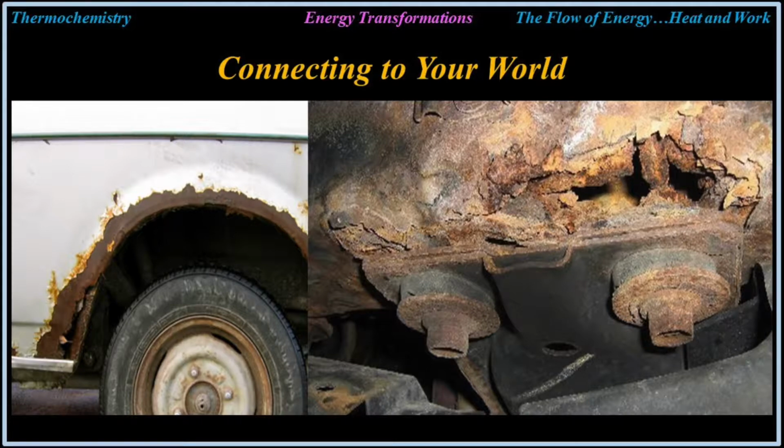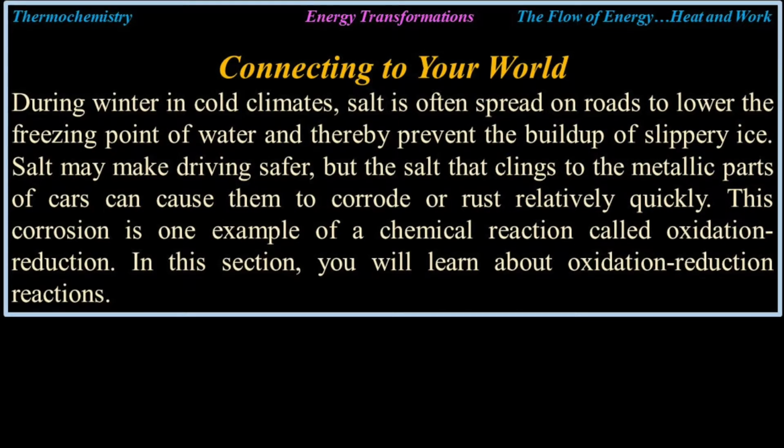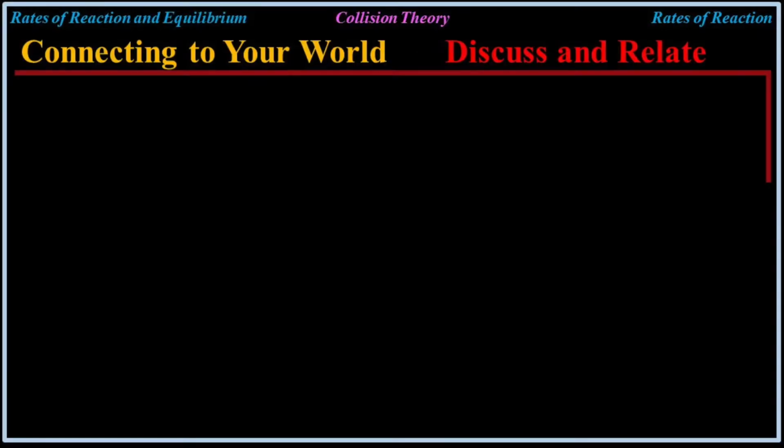Here is obvious rust on an automobile's undercarriage. During winter in cold climates, salt is often spread on roads to lower the freezing point of water and thereby prevent the buildup of slippery ice. Salt may make driving safer, but the salt that clings to the metallic parts of cars can cause them to corrode or rust relatively quickly. This corrosion is one example of a chemical reaction called oxidation reduction. In this section, you will learn about oxidation reduction reactions.